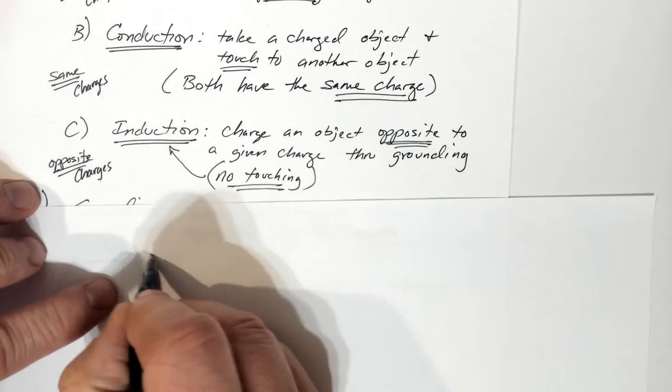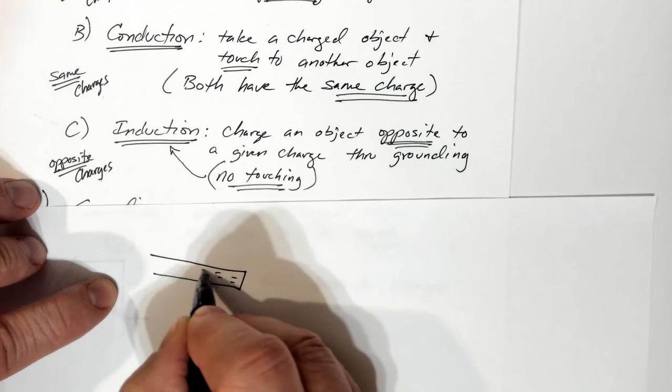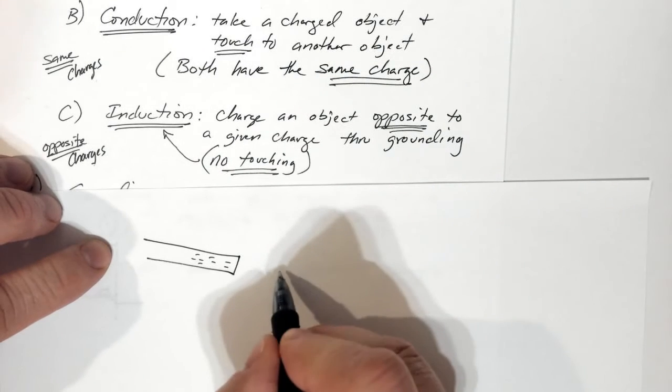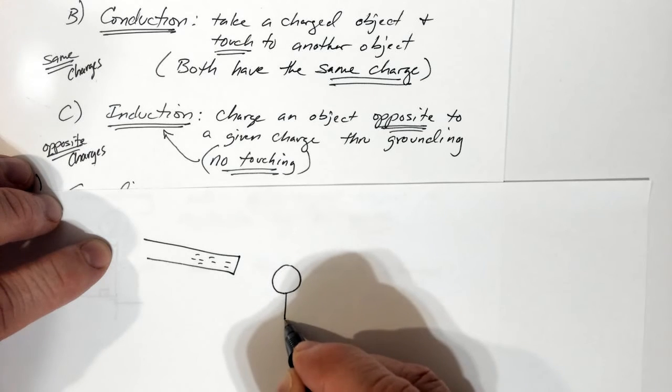So here's what happens. Let's say we have a negative charged rod, or a balloon. Doesn't matter what it is, and we bring it near our electroscope or something that is conductive.